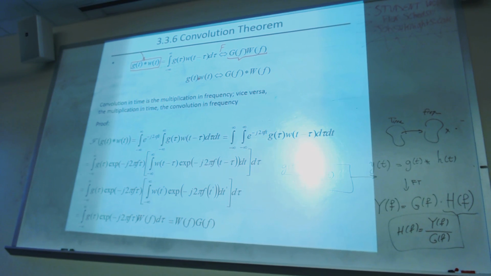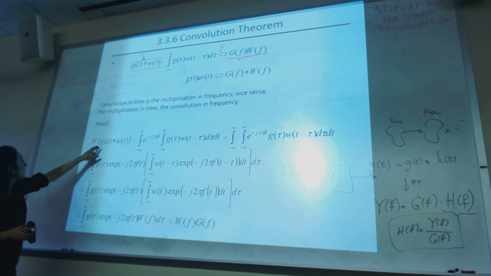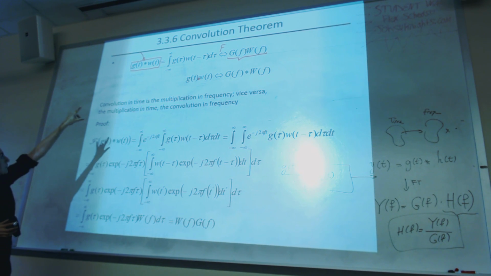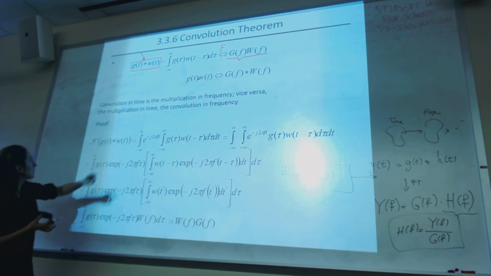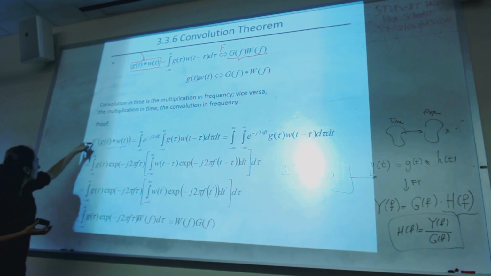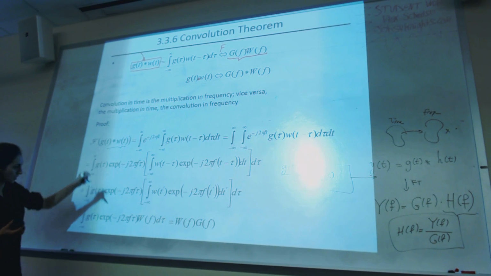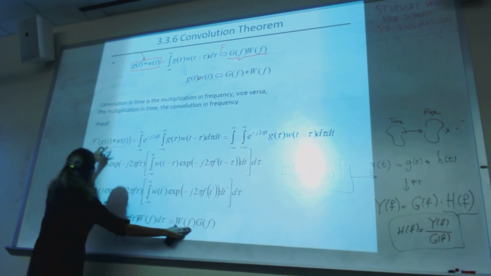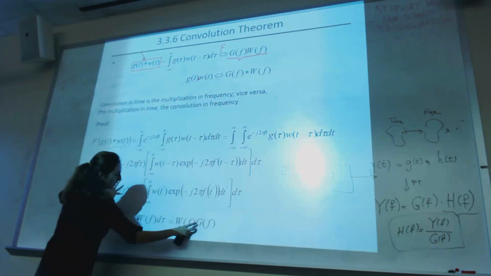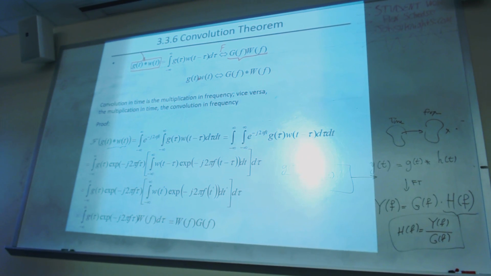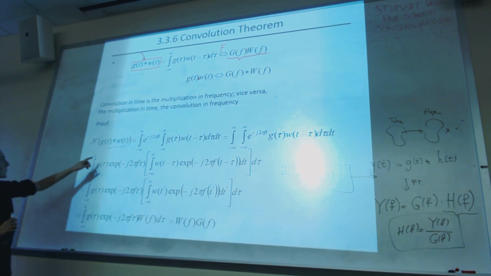But as far as the proof, I go into details. Okay. So I'm going to prove the first line, that if I convolve two signals, and then take the Fourier transform of that, the Fourier transform is the Fourier transform of this times the Fourier transform of that. This is what I want to prove. Okay, so let's just follow step by step.